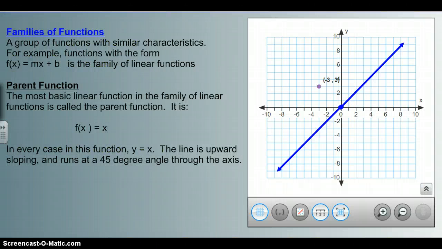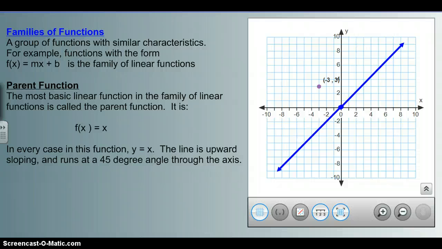We're going to look at families of functions here. A family of functions is a group of functions that all have similar characteristics. For example, the functions with the form f(x) = mx + b, that's the family of linear functions.